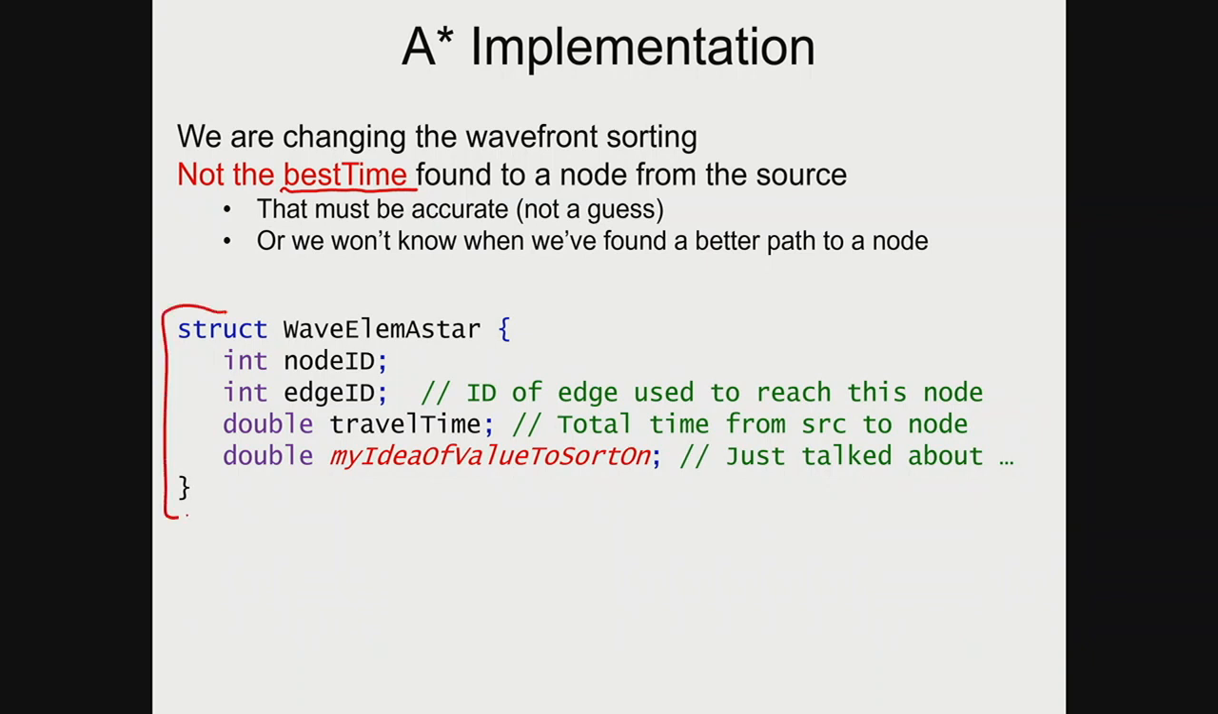Your wavefront's going to get a little bit more complicated. We already had the node ID, and the edge ID that I used to get here. We already had this travel time, like the best time to get to this node, or the total time to get to this node so far. And now we're going to have another number that we actually sort on. That could be anything, but a good one would be total estimated time using the techniques that we just went over. Any questions on A-star? Okay, that's good. Let me do a quick demo of this.